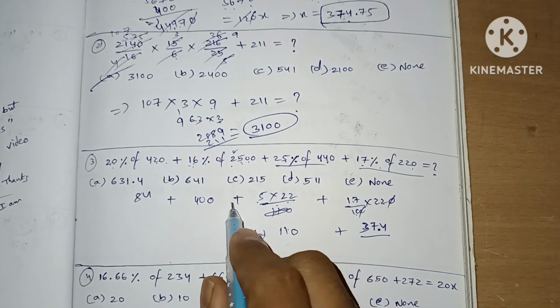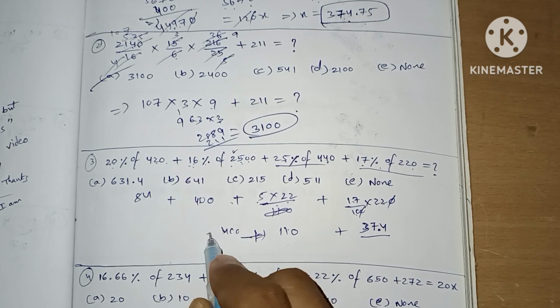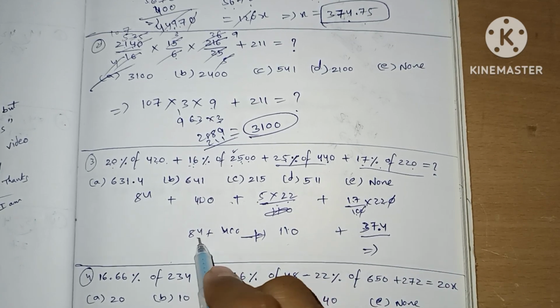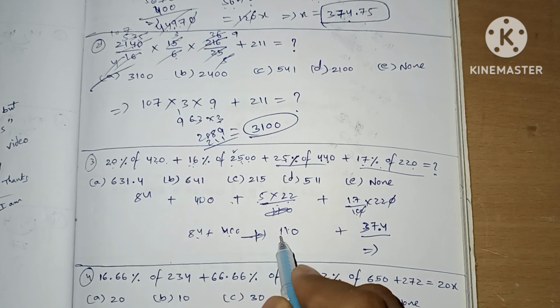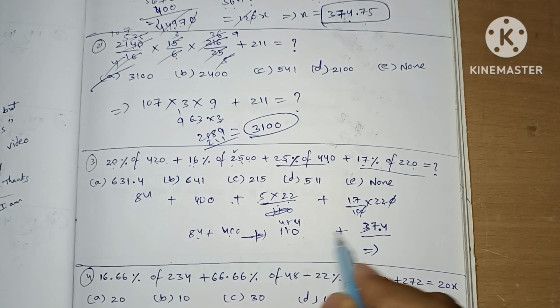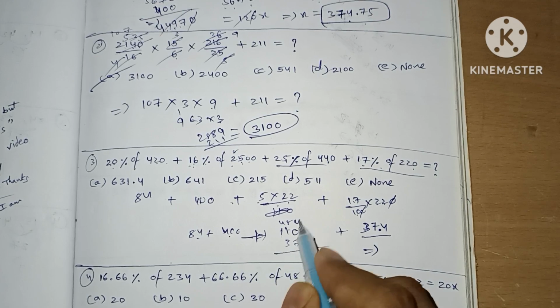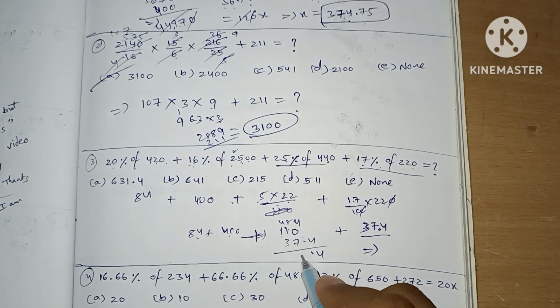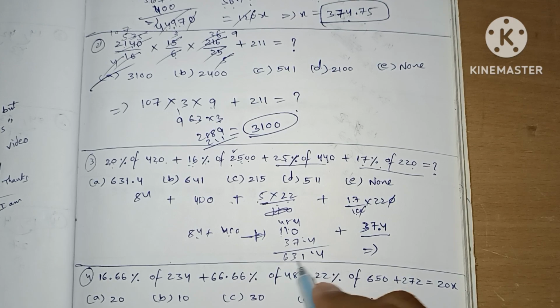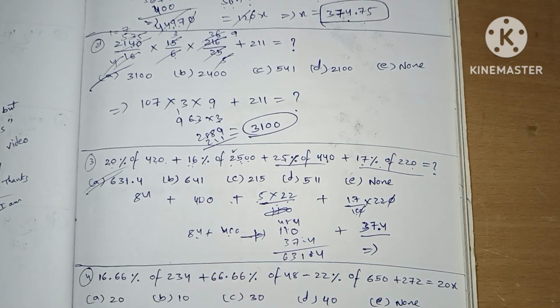This plus 400 plus 84. Totally we have 484 plus 110 plus 37.4. We have 0.41, 10, 13, 5, 6, 6, 31.4 is our answer. Option A is our answer.